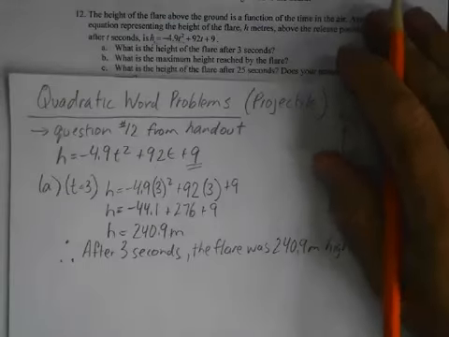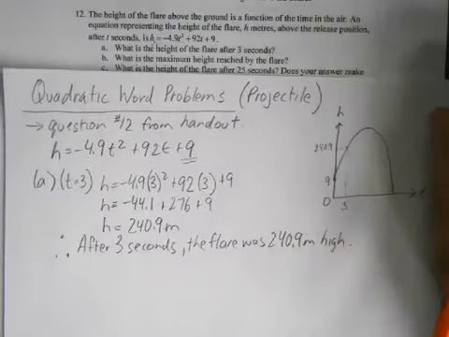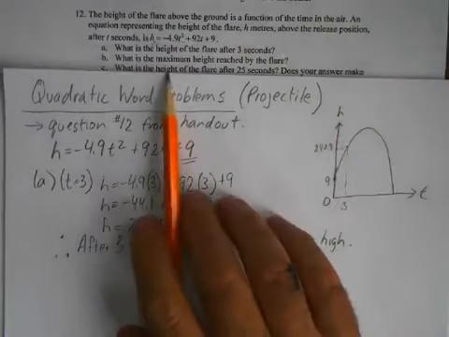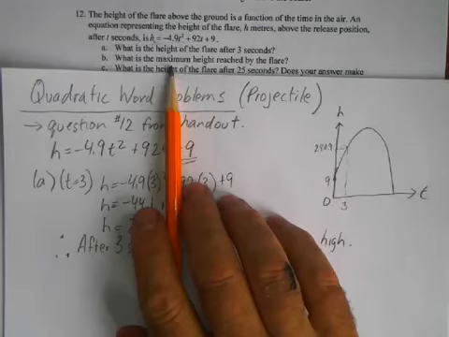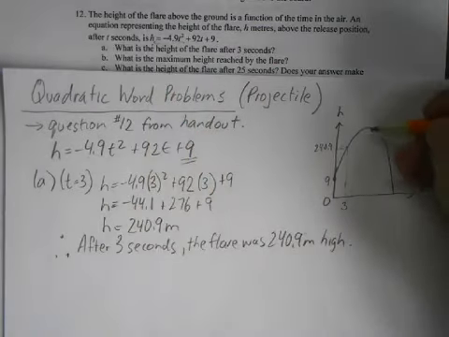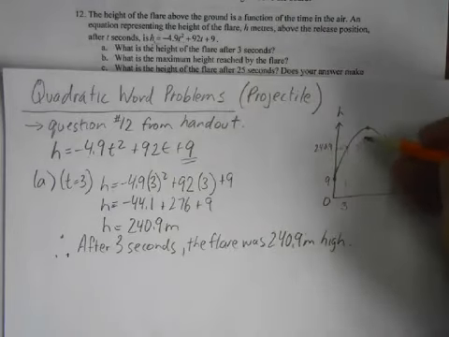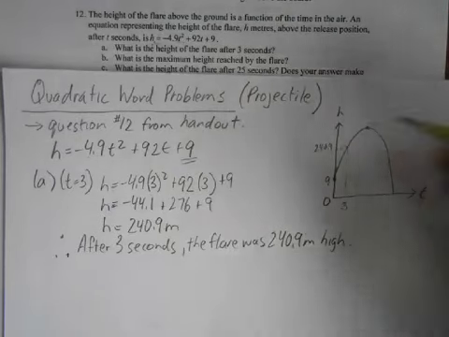Okay, next question. What's the maximum height reached by the flare? Okay, so as soon as you see that word maximum, the warning bell should go off, and you say, oh, maximum of a parabola, that's the vertex. So even if you didn't put that together with just the words, you can go to your diagram and go, okay, the highest height was right there. Oh, look at that, it's the vertex.